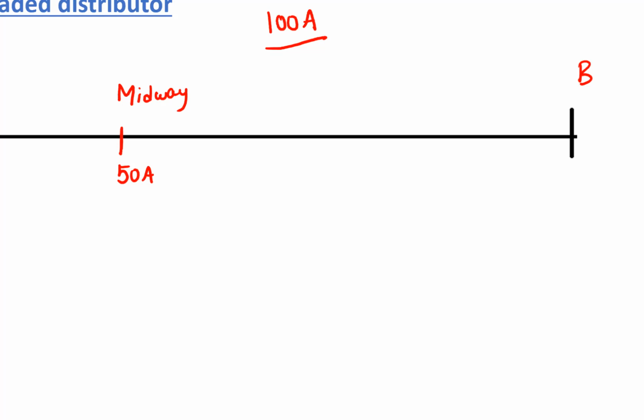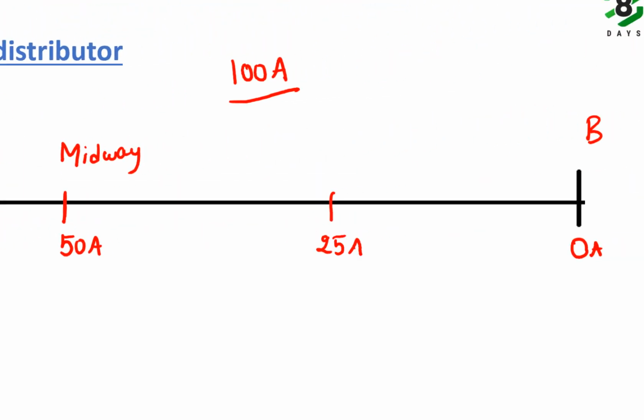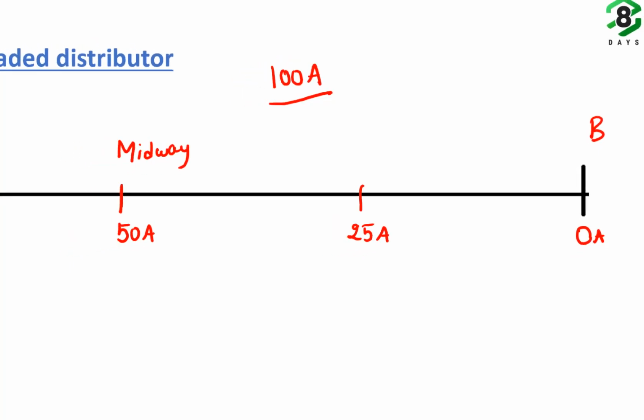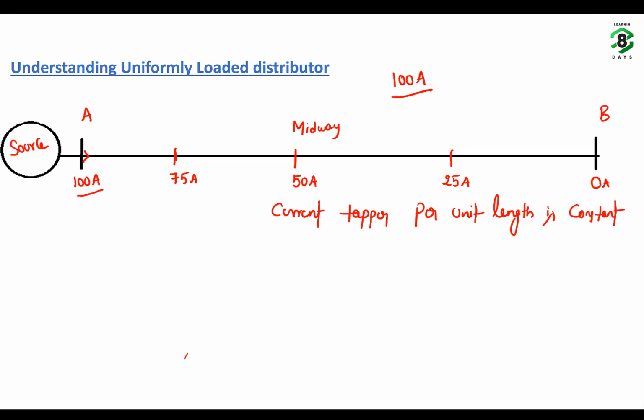And what will be the current at the end? It will be 0 ampere. Okay. So, after 1/4, what will be the current in the distributor? 75 ampere. At 3/4, it will be 25 ampere. So, a uniformly loaded distributor is the one where the current tapped per unit length is constant. Okay, this is the uniformly loaded distributor.